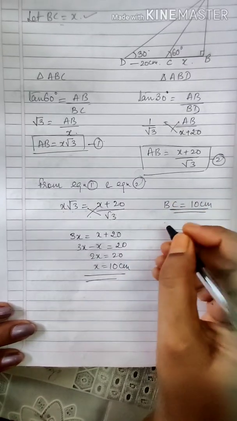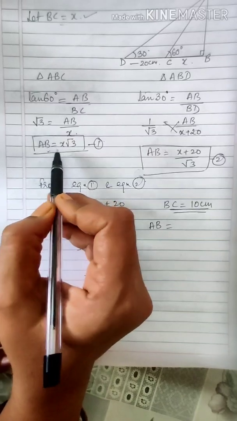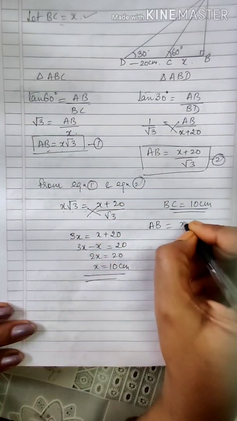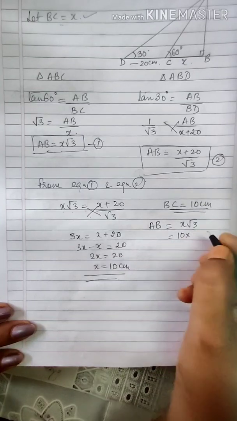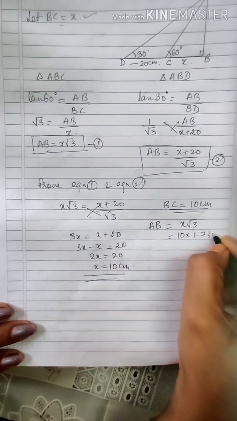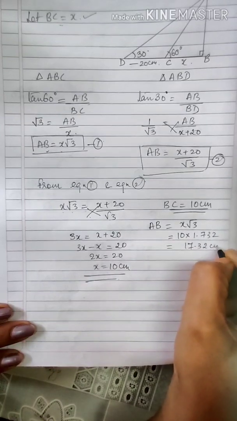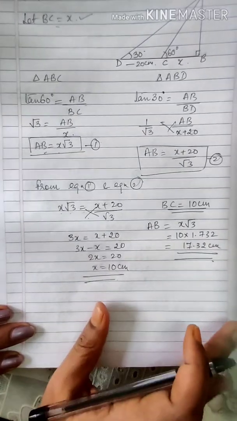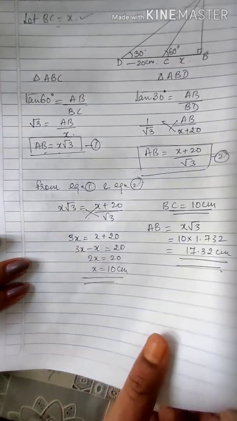Now you have to find AB. From equation 1 you get AB is equal to x root 3. So 10 into the value of root 3 is 1.732, which will give you 17.32 centimeter. So basically this is a two right angle triangle sum.